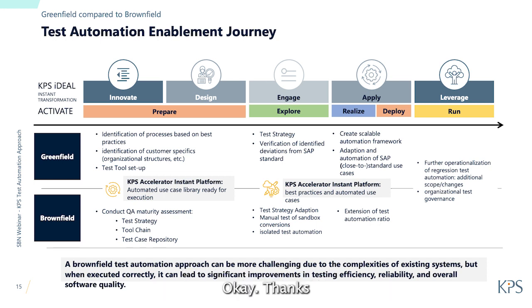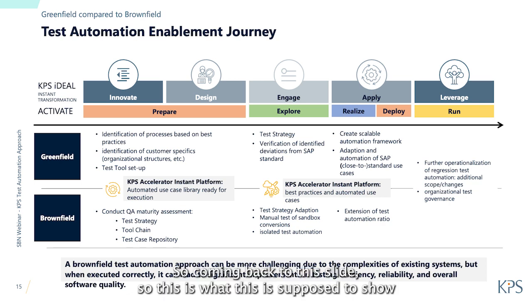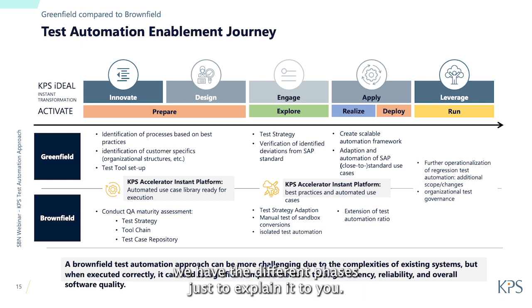Okay. Sure. So coming back to this slide, this is supposed to show you the difference between greenfield and brownfield when you talk about test automation. We have the different phases here just to explain it to you. The colorful line is the Activate methodology I think most of you have heard about. We mapped it with our KPS ideal methodology.